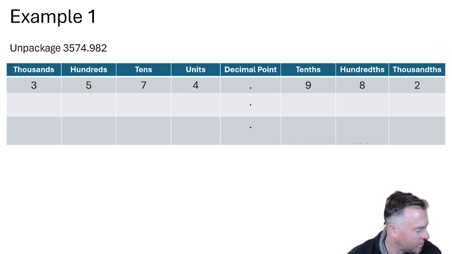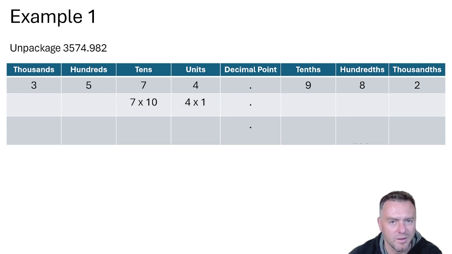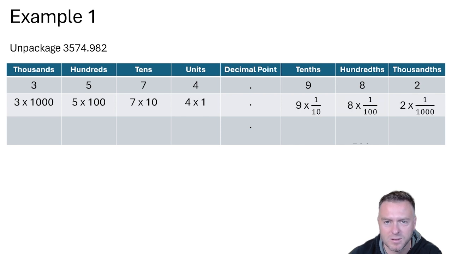Now if we wanted to unpackage that further, we have 4 lots of 1 there, 7 lots of 10 there, 5 lots of 100 there, and 3 lots of 1,000 there. Then for the tenths column, we've got 9 lots of tenths, 8 lots of hundredths, and then 2 lots of thousandths. So then to work out the actual value of this 3, it's not 3, it's actually 3,000. With the 4, let's start there, it would be just 4. The 7 is not 7, it's worth 70. The 5 is worth 500, and then the 3 is worth 3,000.